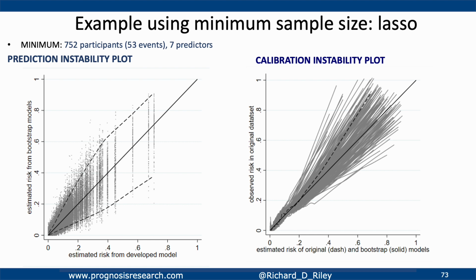Even at the minimum sample size, though, there's still instability. So these graphs are at the minimum sample size. For the GUSTO example, 53 events, 7 predictors. So an events per predictor parameter of about 7. And the prediction instability plot, the calibration instability plot, are still quite big, aren't they? So you could strongly argue that even larger sample sizes are really needed here. But this would be the bare minimum that I would think about.